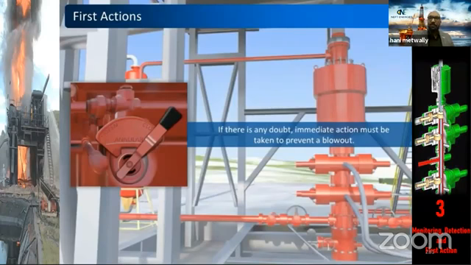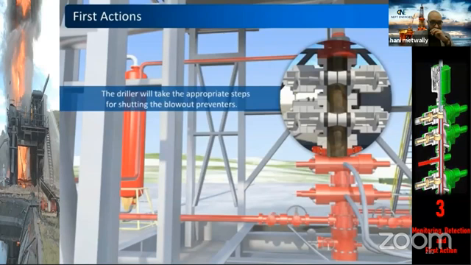Don't keep the well open, because if you keep the well open, you will get more influx. So we need to close the well. As you close the well fast, you will control the situation. How can we close the well? Using pressure control equipment. There will be another webinar next week talking about pressure control equipment.